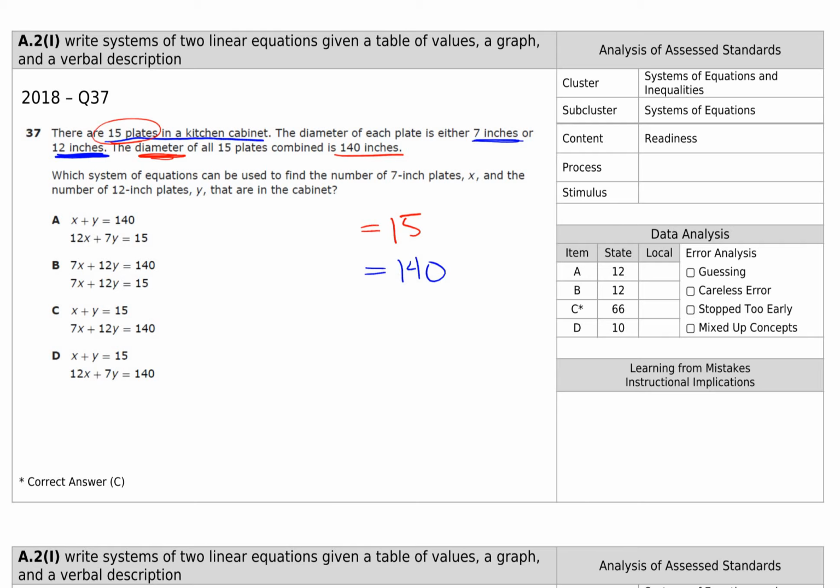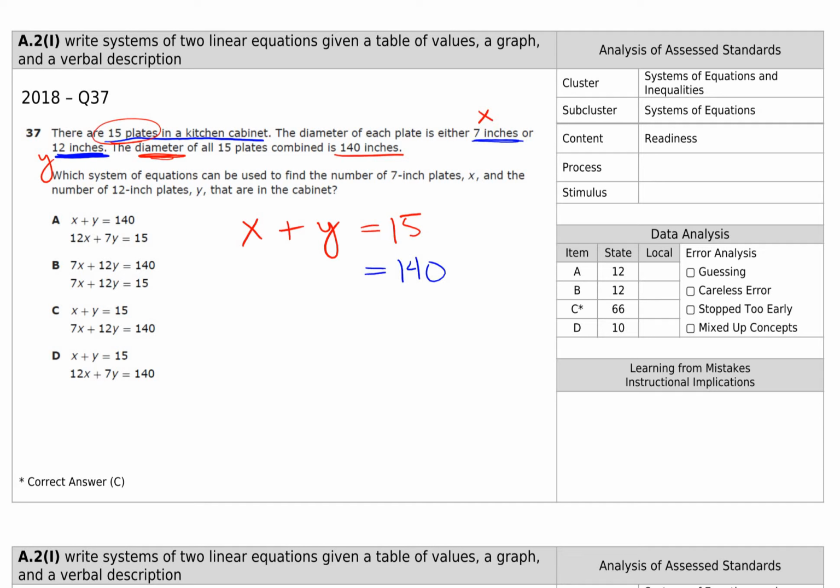What are the two total types of plates? There's the 7-inch plates. What letter would we want to give to that? We could give it X. And then there are 12-inch plates. What letter would we want to give to that? We could give it Y. So however many of the X 7-inch plates plus however many of the Y 12-inch plates will give us the total number of plates. There's our first equation.